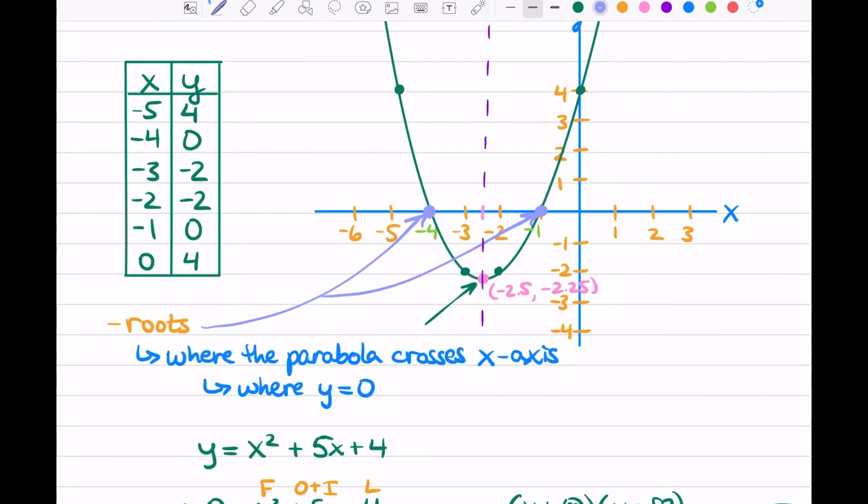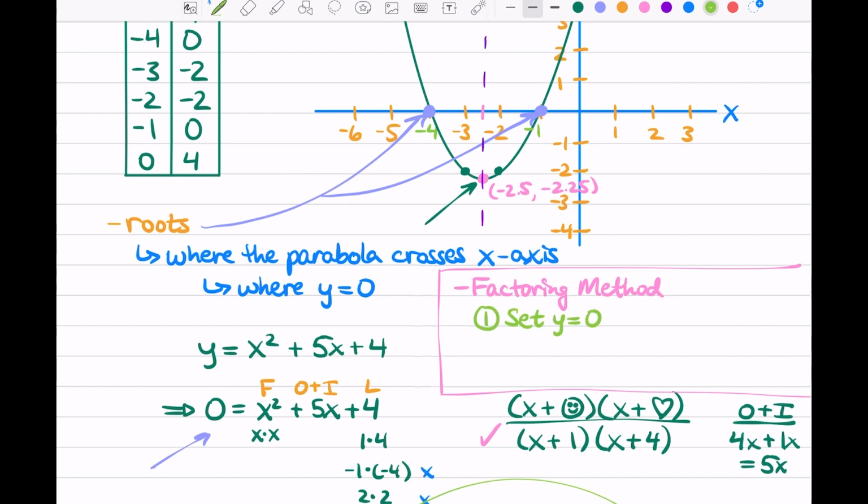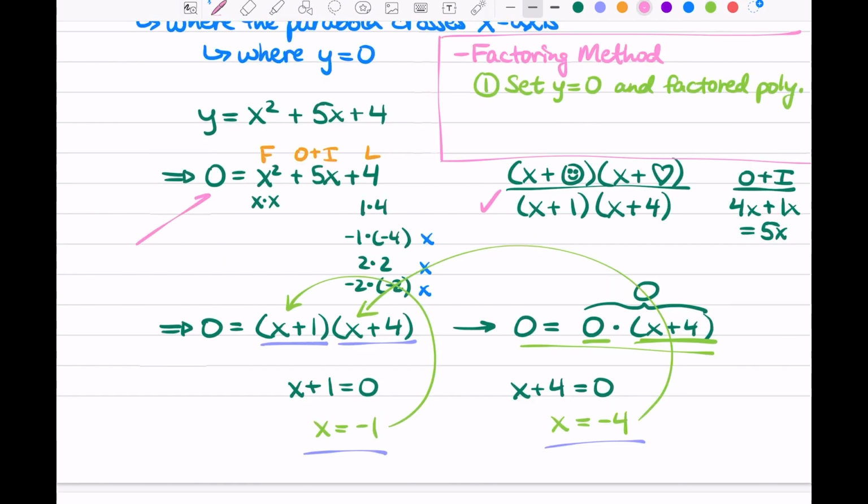So let's summarize what we did to find the roots. We'll call this the factoring method. And since we're looking for the roots, our first step was to set y equal to 0. And then we factored the polynomial. So we can see step 1 over here. We set our y equal to 0, and then we created our two factors. You could split those up into 2 steps, but I'm just writing it as one.